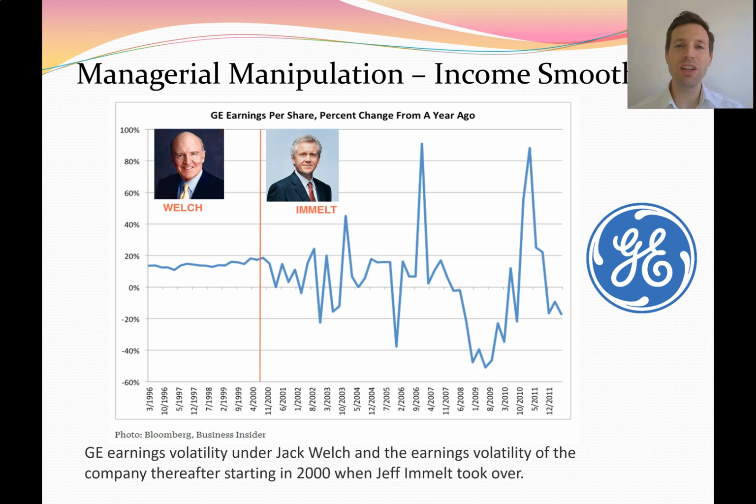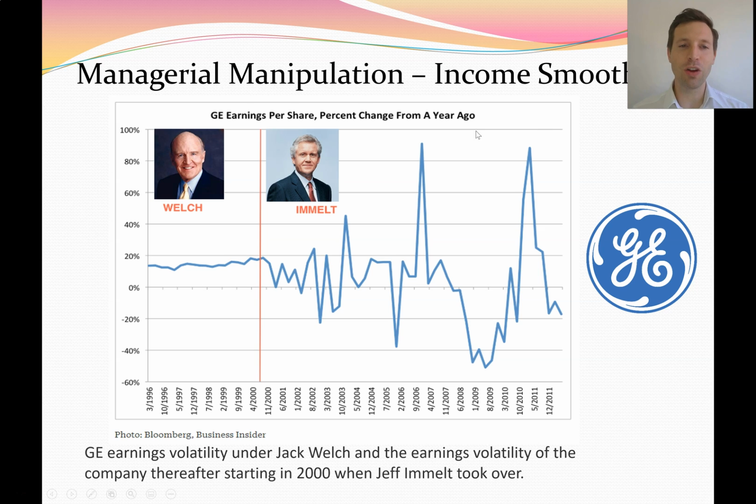Some CEOs and companies really favor having smooth earnings. GE, General Electric, is one of the largest companies in the world, or was one of the largest companies in the world, and their CEO, Jack Welch, was a very famous CEO, and he was always receiving a lot of credit for being such a fantastic leader of the business. And if we look at their earnings per share growth each year, it's incredibly smooth. Then when a new CEO came in, their earnings per share growth became incredibly volatile.